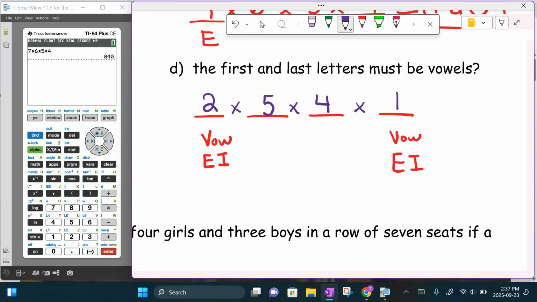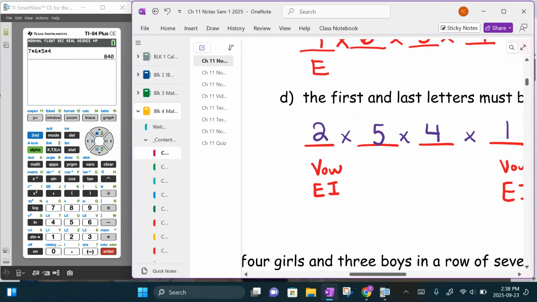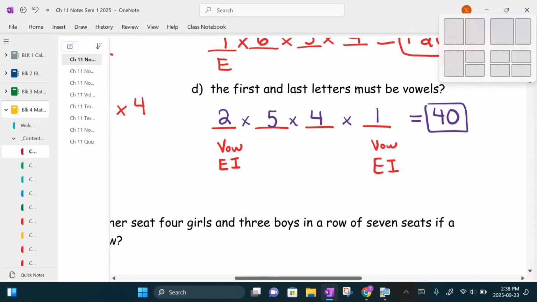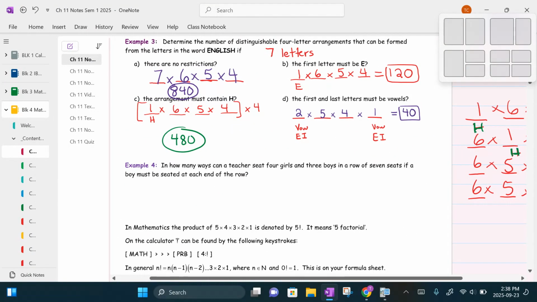Okay, so then that's going to equal 20 times 2 is? 20 times 2 is. All right. With arrangements, guys, there are tons of restrictions that I can throw at you. You just have to deal with the restrictions as you go. Okay, so this is a common one.